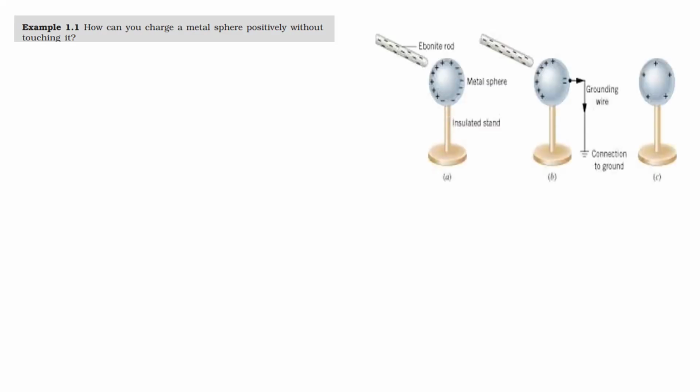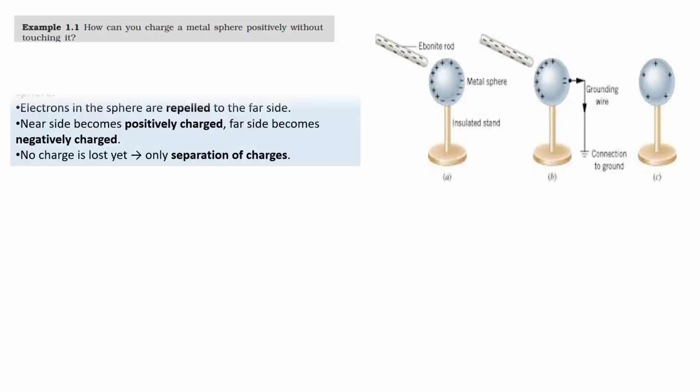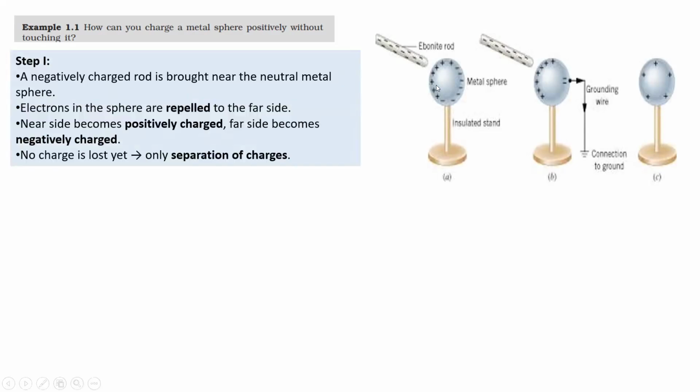Example number 1.1. How can you charge a metal sphere positively without touching it? Let us take a metal sphere. Now, the metal sphere has an equal number of positive and negative charges. For the time being, the metal sphere is neutral. Now, I am bringing a negatively charged ebonite rod very near to it.